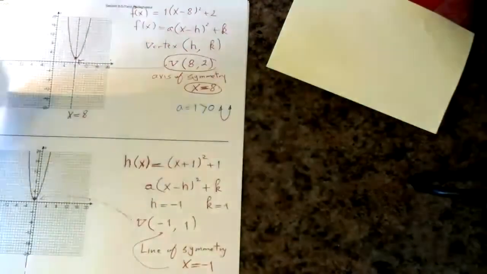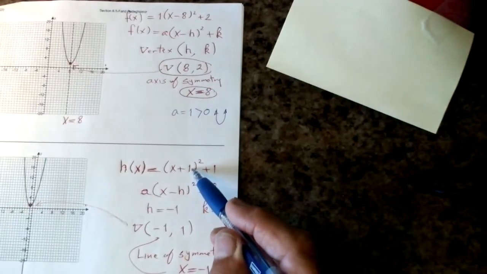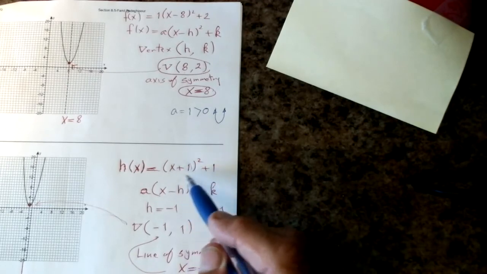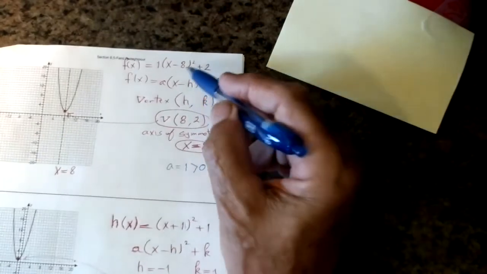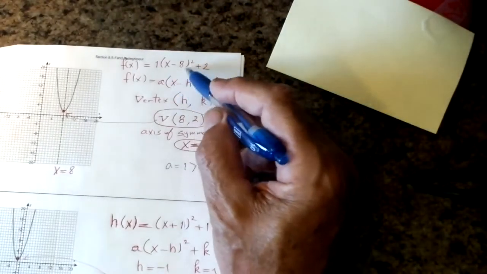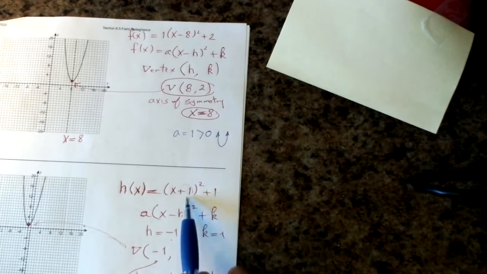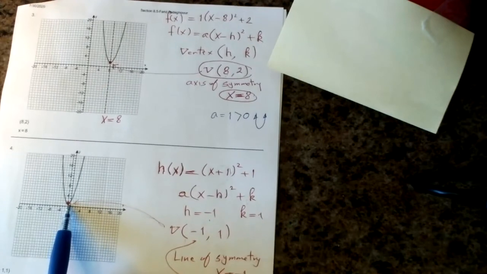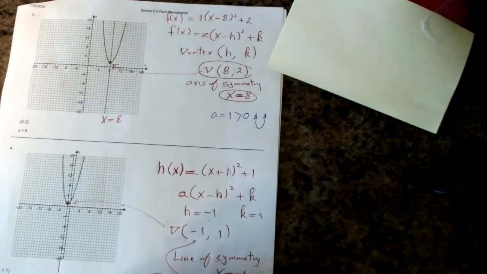Okay, so h is always, in this case, the opposite of this. See, this is positive 1, right? What is the opposite sign of positive 1? Negative 1. Here, look, is minus 8. What is the opposite of negative 8? 8. So h and k. K is 1, h is negative 1. So you find this point. This is the vertex. And line of symmetry is just this.